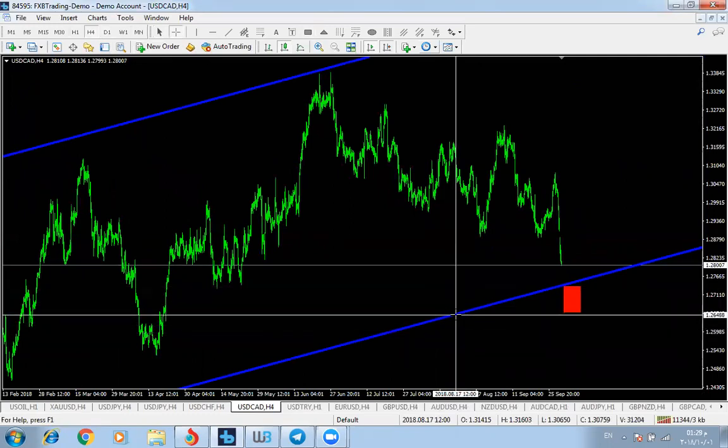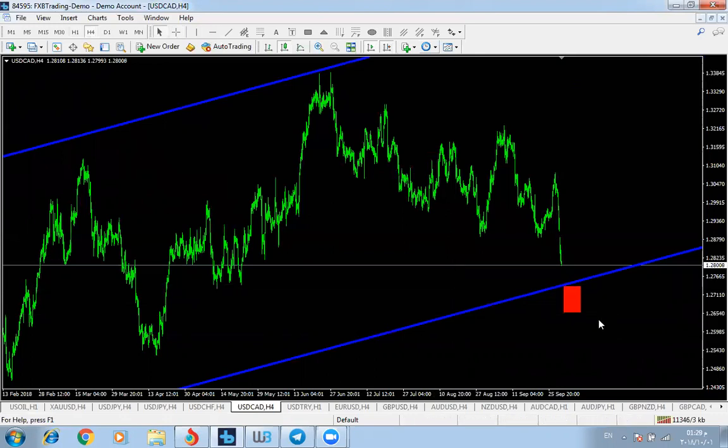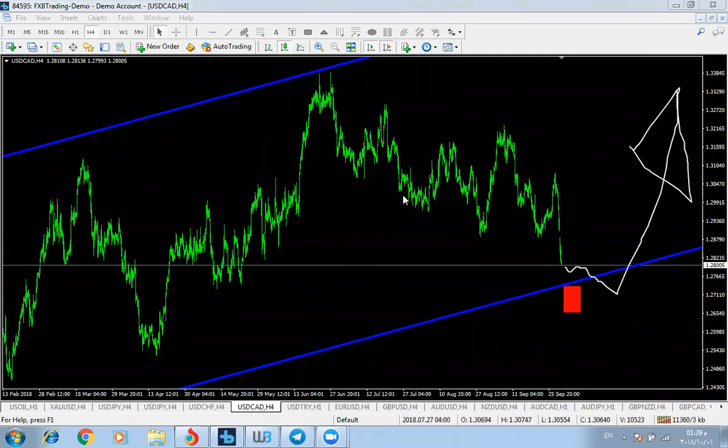127.35 to 126.50. This is the rough target, so we might see the price moving to this area before we kickstart to the upside, forming wave 3. So the CAD should follow, the dollar index should follow the Swiss franc and the USD yen.